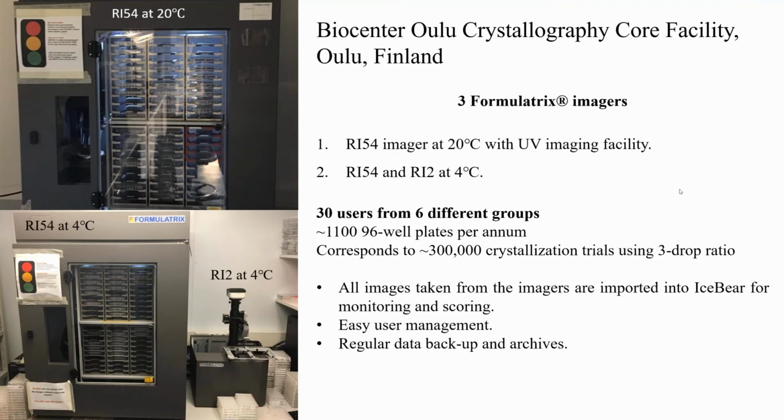So here we have 3 Formulatrix imagers: one RI54 at room temperature, 20 degrees, another RI54 at 4 degrees, and then we have an RI2 at 4 degrees. We have approximately 30 users from 6 different groups here, and we produce about 1100 plates per annum. All these images are then imported into IceBear for scoring and monitoring. I'll be talking about IceBear in the coming slides.